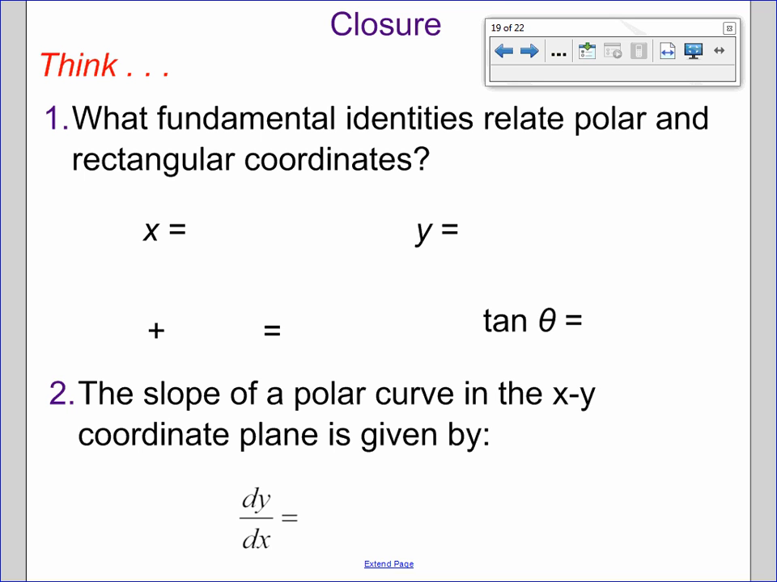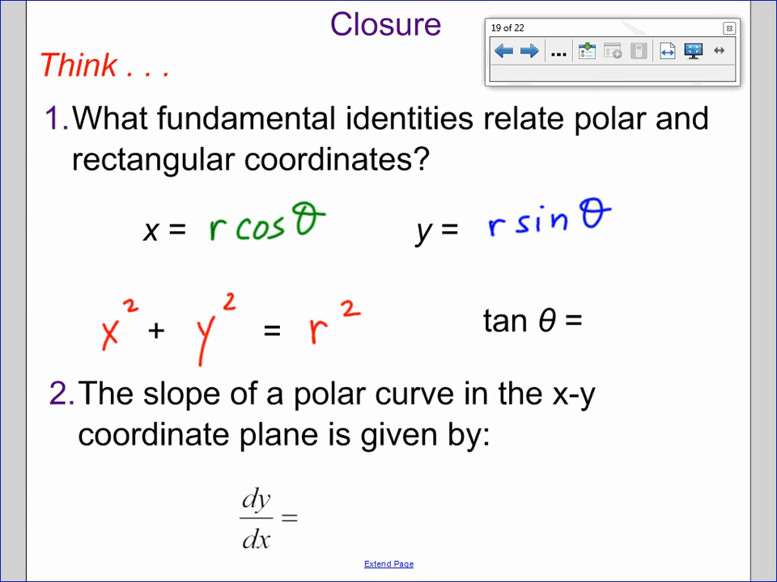Okay, ladies and gentlemen, go ahead and share our fundamental identities. How is x related to the polar coordinate plane? Danny? X equals r cosine theta. Thank you. What's y given by? Tyler? r sine theta. Thank you. What plus what equals what? Oh, that's lots of fun. A lot of what's could go in there. Riley? x squared plus y squared equals r squared. Very nice. Pythagorean theorem. All right, staying true.